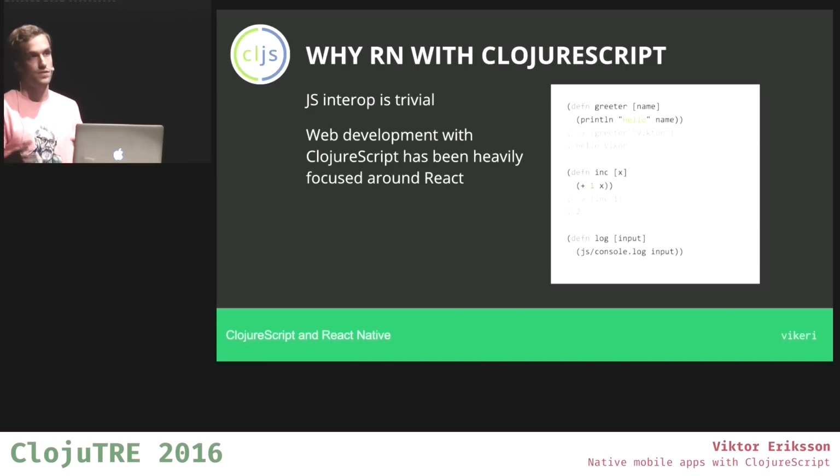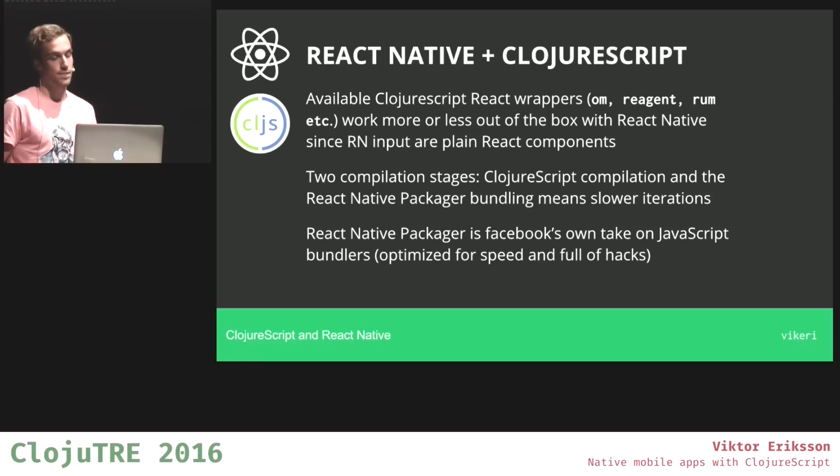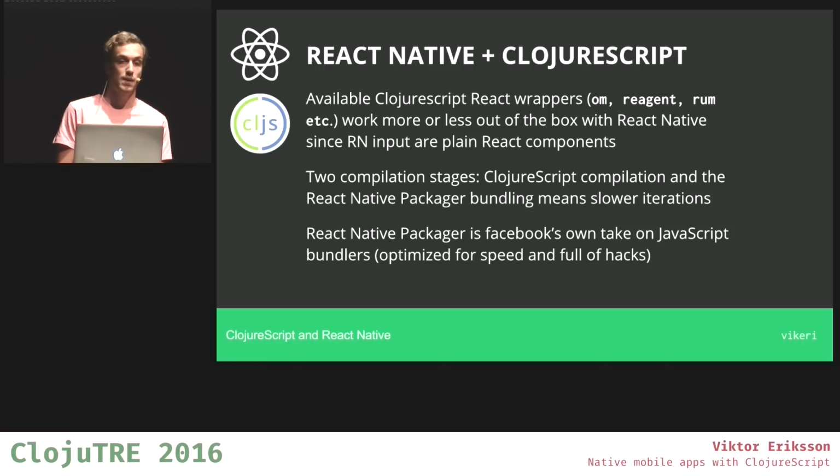And another thing that is very good is that web development with ClojureScript thus far has been focused around the React community, which means that available ClojureScript React wrappers such as Om, Reagent, and Rum work more or less out of the box with React Native. Since React Native relies heavily on React, there's not much of a difference. There's one downside though with using ClojureScript and React Native.